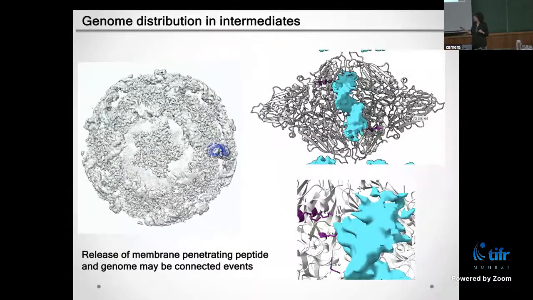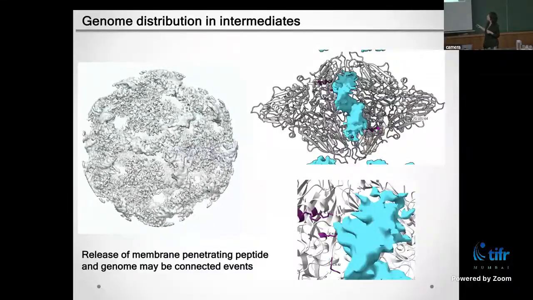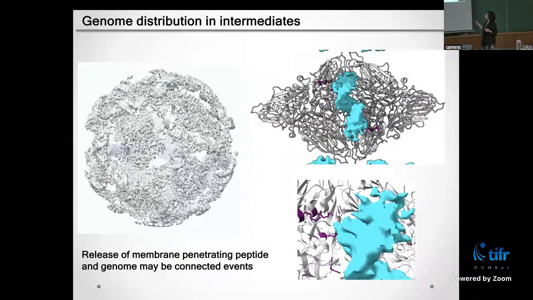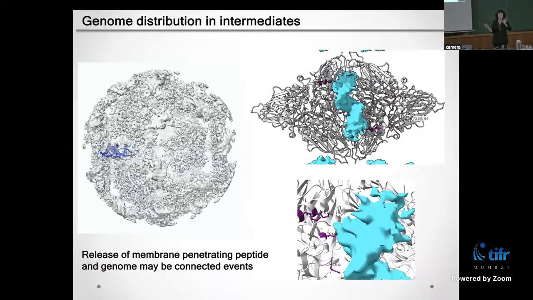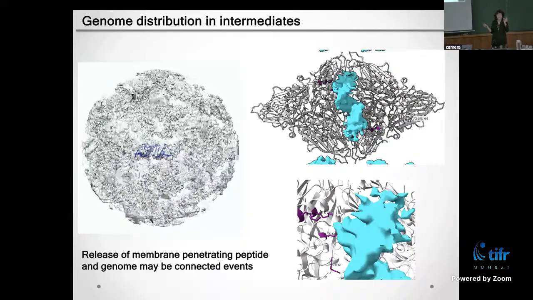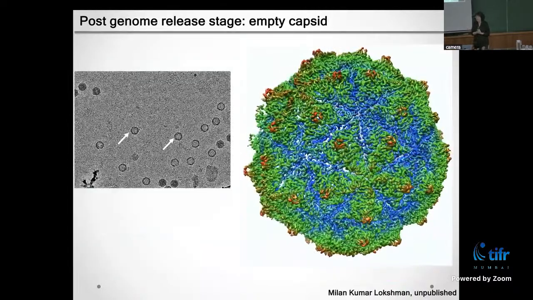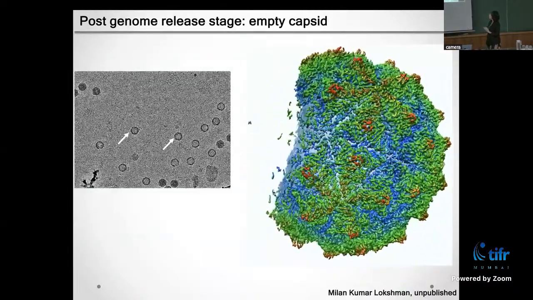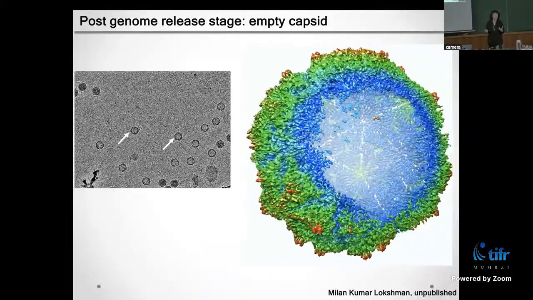Also, if we look at what the RNA interacts with, it seems to interact with a small peptide which stays internal to the virus, and this is required for endosomal membrane penetration. So the release of the RNA and the release of the peptide for membrane disruption are probably coupled events. And finally, we reach the last stage that we have reconstructed, which appears to be a completely empty particle.